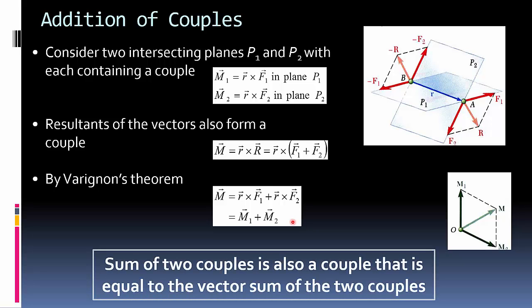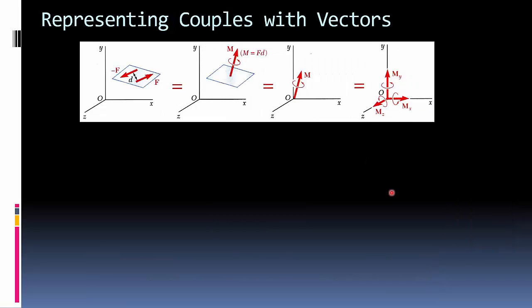So what does that mean? This means that the sum of two couples is also a couple that is equal to the sum of the two couples. So it's just really nice. If you know that you have two couples, you can just add up the vector portion of those couples, and then that is your final answer.